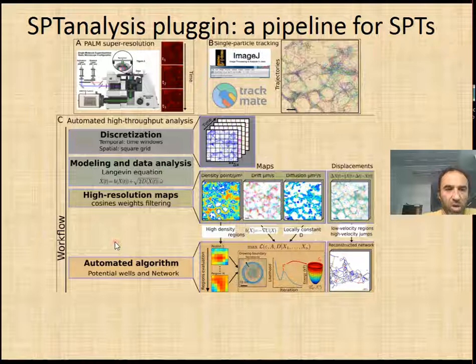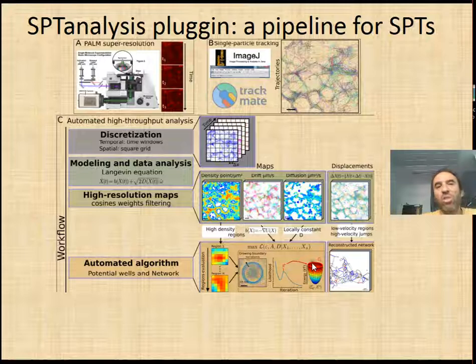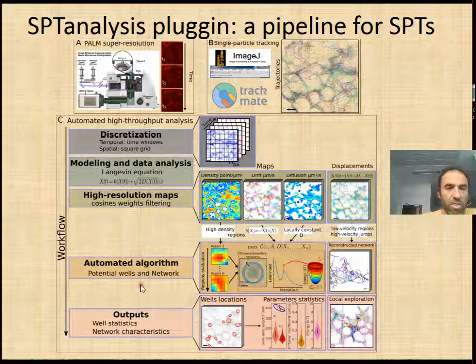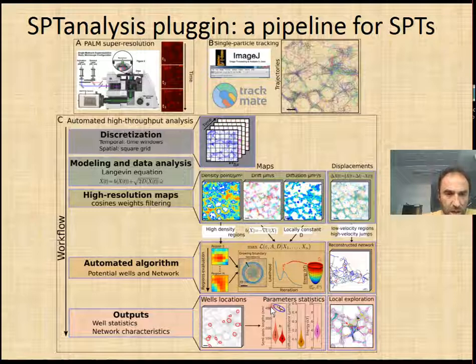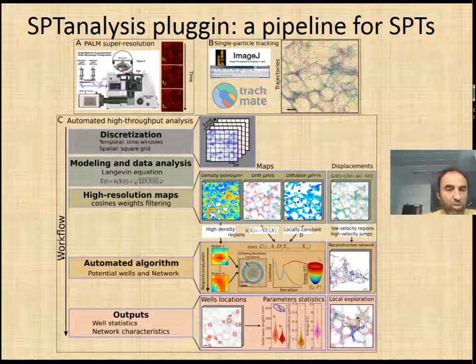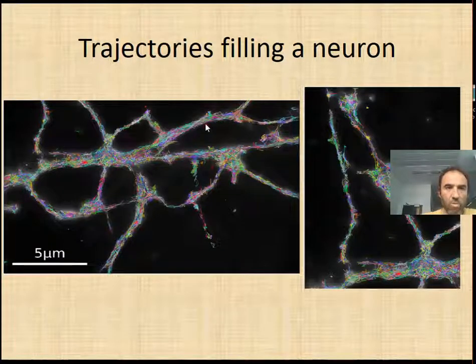The algorithm we have developed allows to detect automatically regions of high density, such as potential wells, and obtain information about their position and their geometrical localization, as well as the energy. Finally, it can be used to reconstruct a network such as the endoplasmic reticulum network. The output of the algorithm allows to estimate any statistics of interest, and to explore how the space can be locally explored by trajectories. So now I would like to go into the details of this analysis.